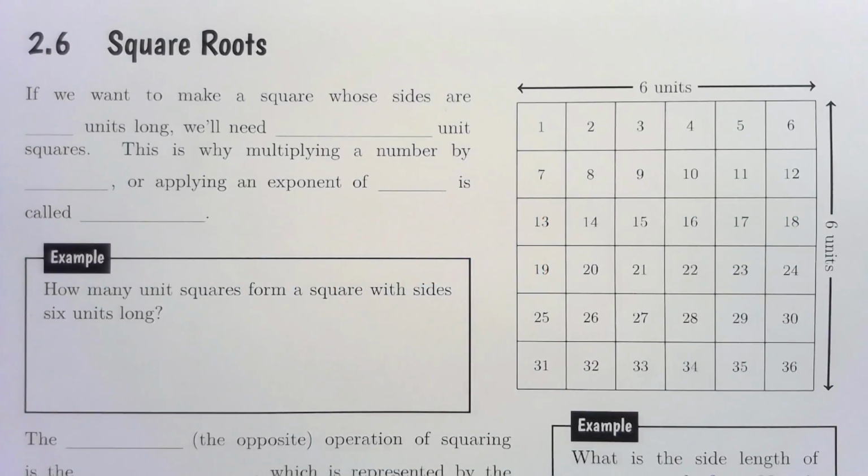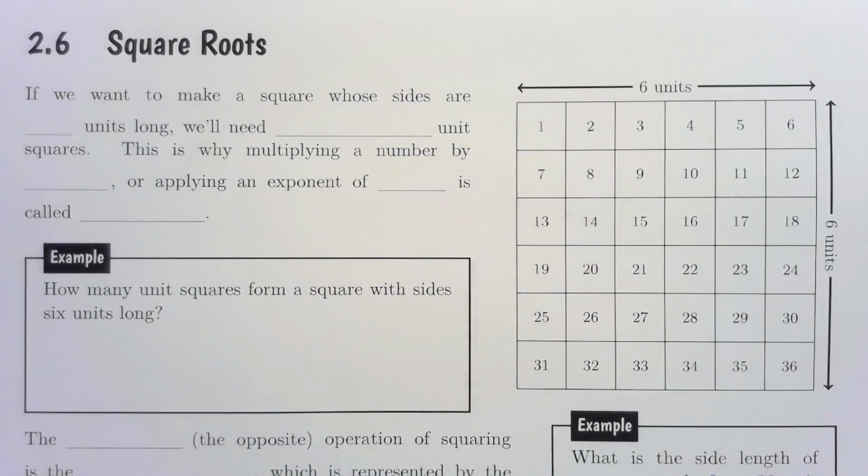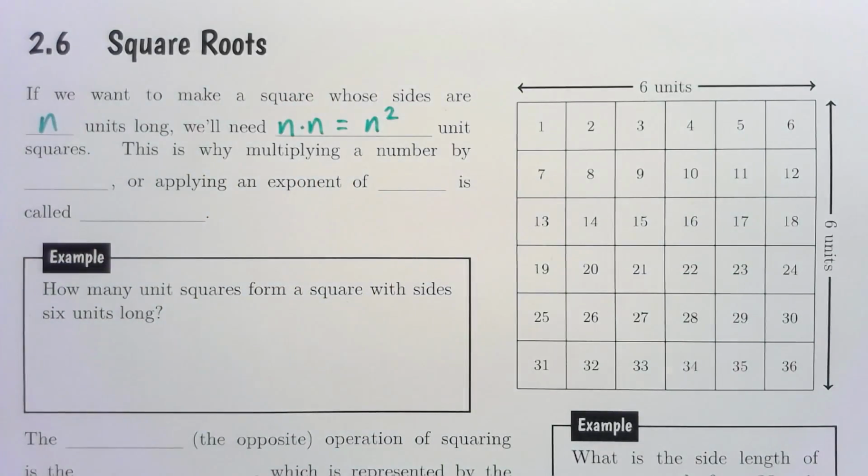Suppose we have a square which is 6 units wide and 6 units long. Now we can form this square out of smaller unit squares. And because our square is going to be 6 units wide and 6 units long, we have 6 times 6 squares, which is 36. Now let's generalize this to any size square. If we want to make a square whose sides are n units long, we need n times n, or n to the power of 2, unit squares.